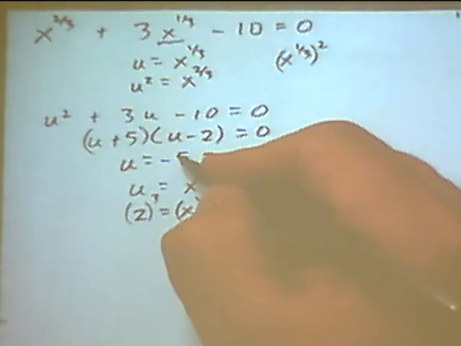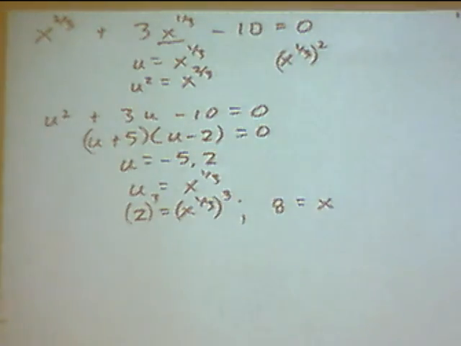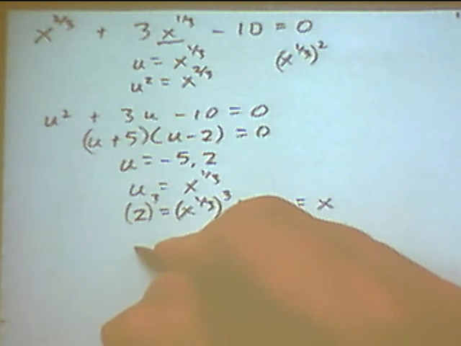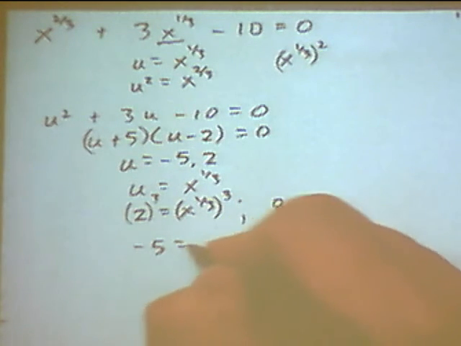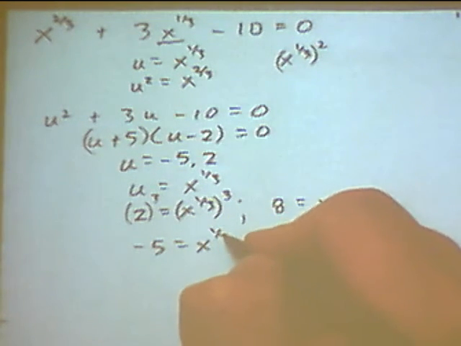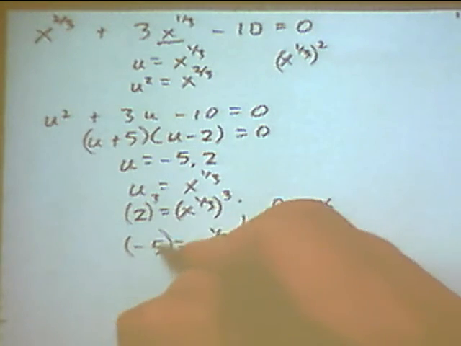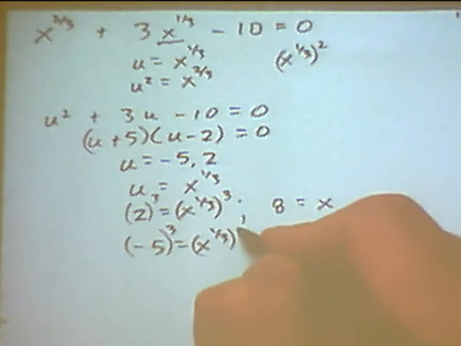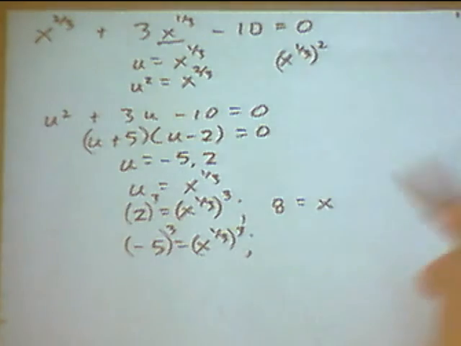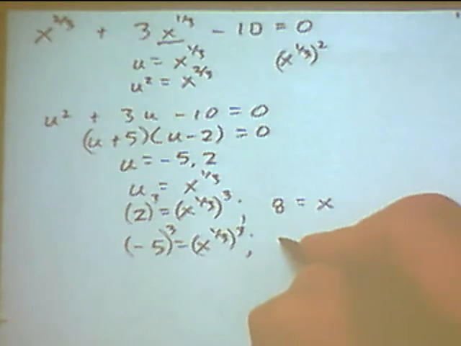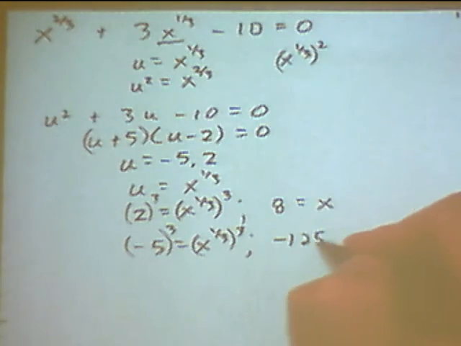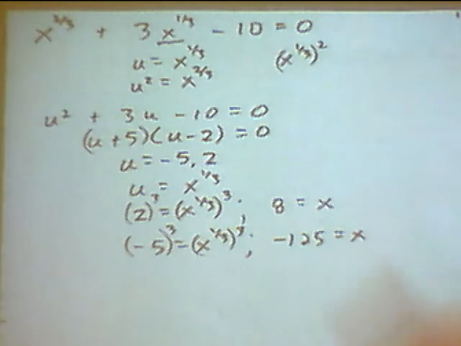Now I go back and get my u equals minus 5, and I have minus 5 equals x to the 1/3. And I do the same thing. I'm going to cube both sides. And when you do that, you have x equals negative 125. And those are, in fact, the 2 solutions.